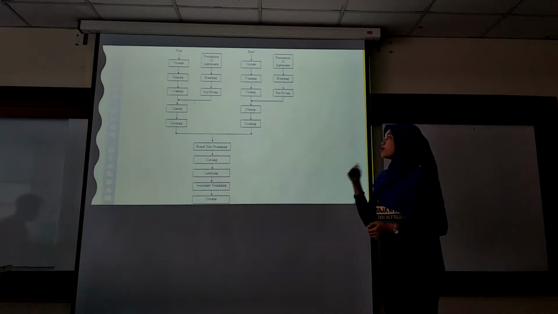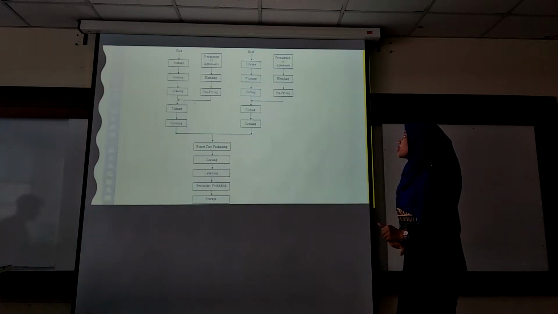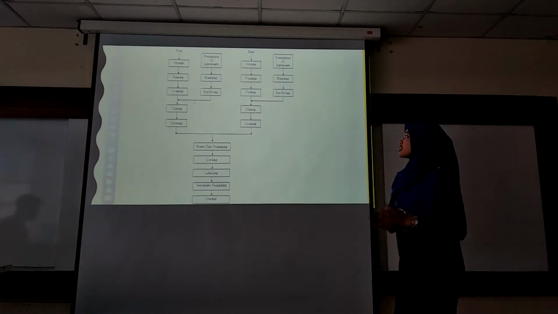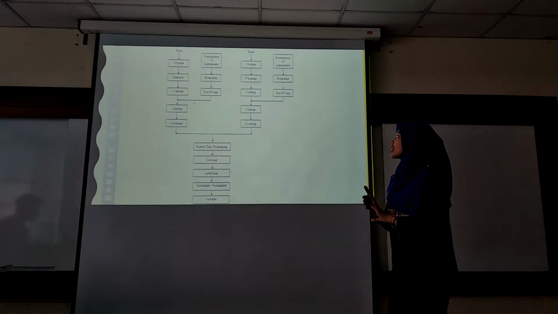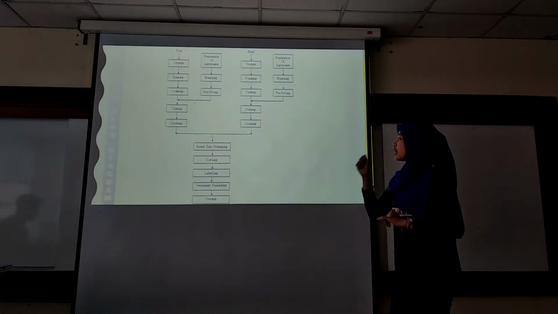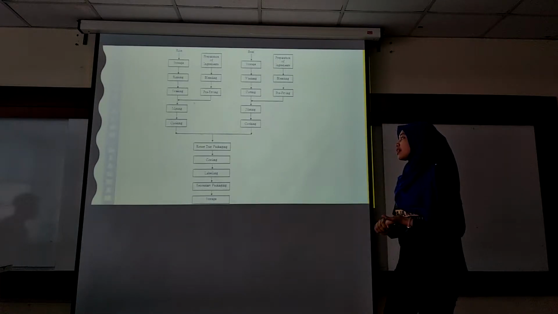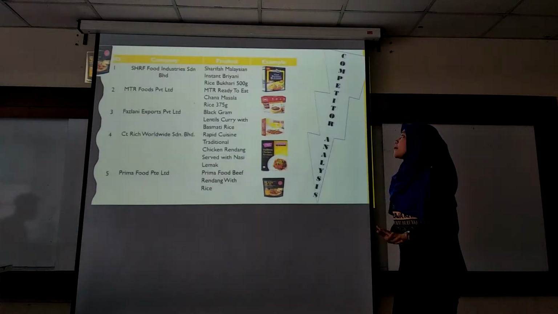Okay, this is our process flow diagram, where we divide for rice and beef. For rice, it starts from storage, rinsing, soaking, mixing and cooking. For beef, it starts from storage, washing, cutting, mixing, cooking, and then both are mixed at retail to packaging, cooling, labeling, secondary packaging, and storage.